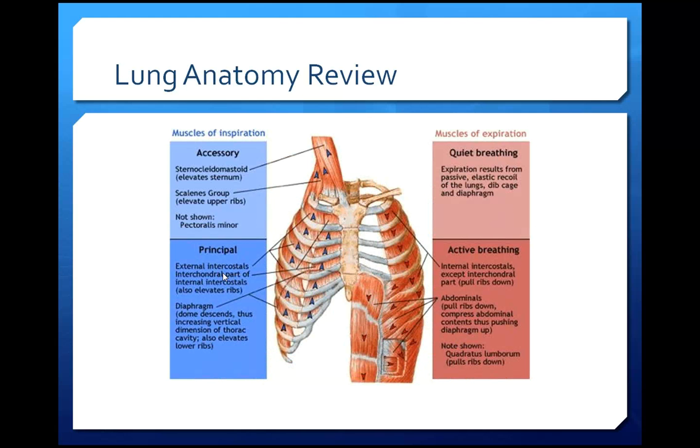Quiet breathing is mainly passive. It's not the fin cage, it's the rib cage. The elasticity of those helps with expiration. The principal inspiratory muscles are the diaphragm and the external intercostals. And we'll get into that when we talk about the breathing mechanisms that people use when they have pulmonary disease.